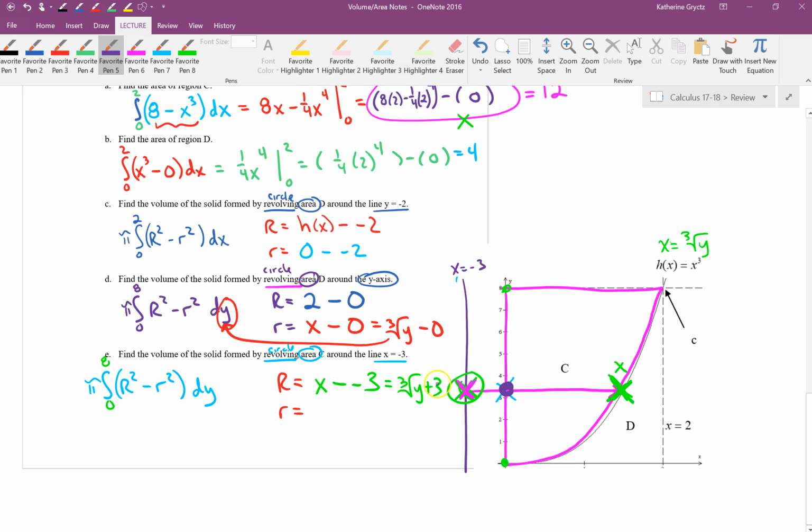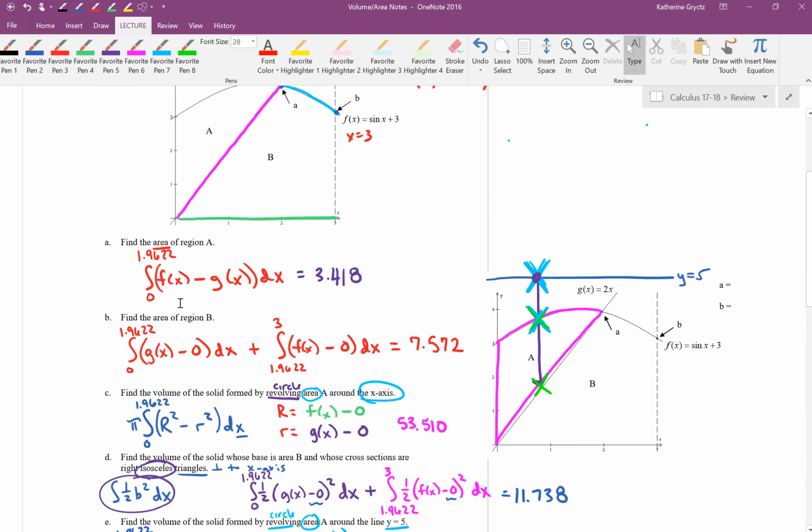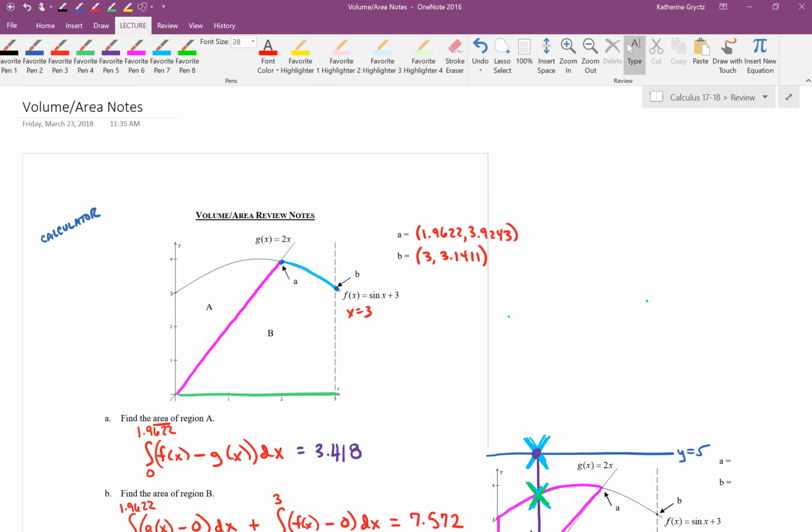Okay, and then our small radius should be from the axis to this first curve you hit. So the right would be 0, and the left would be -3. So we end up getting 3 there. And that's all that we would have to do. So that's area volume. There's lots for you to practice. Most are calculator questions on your homework.